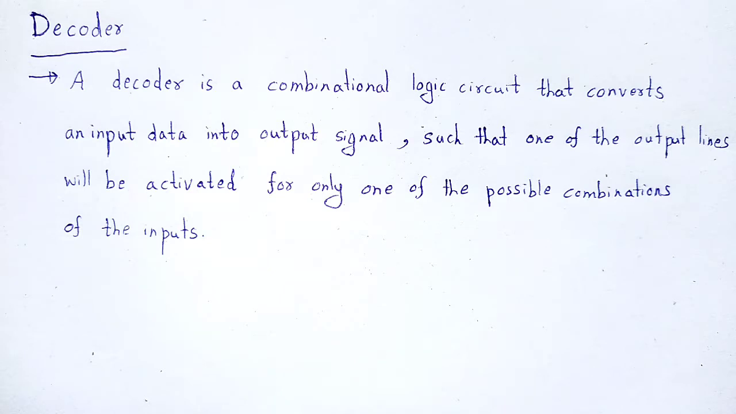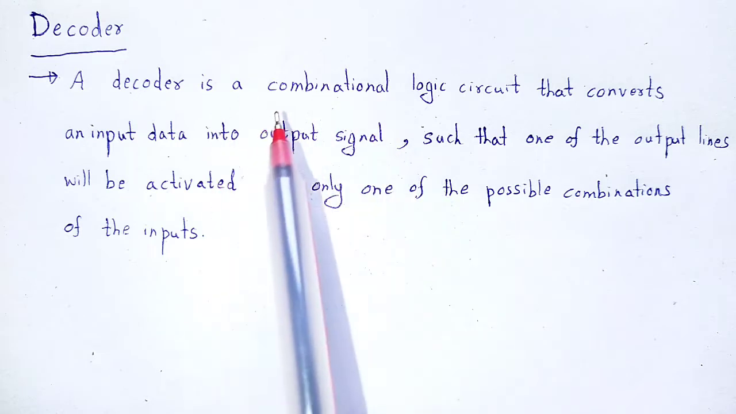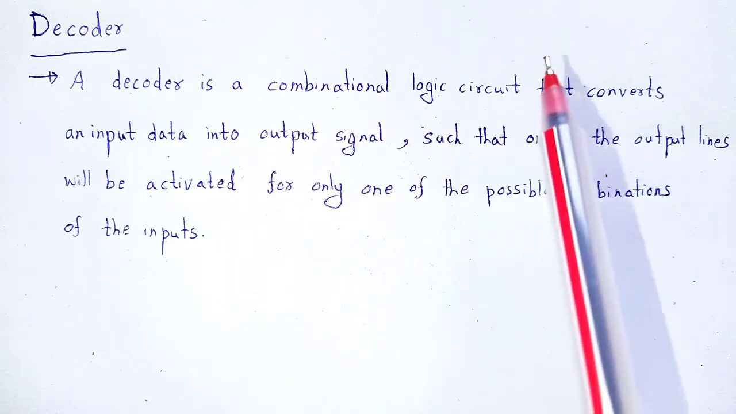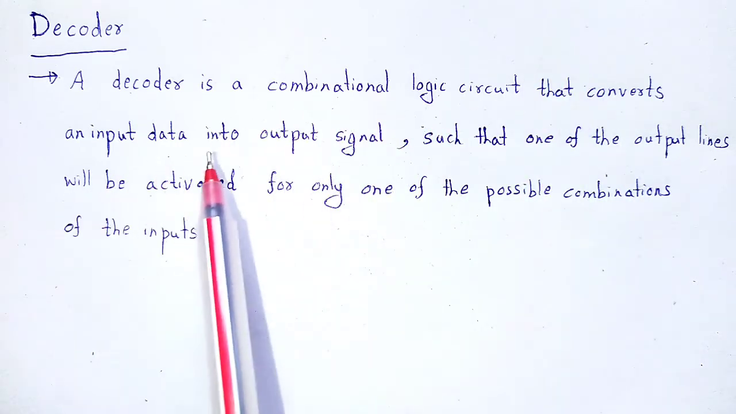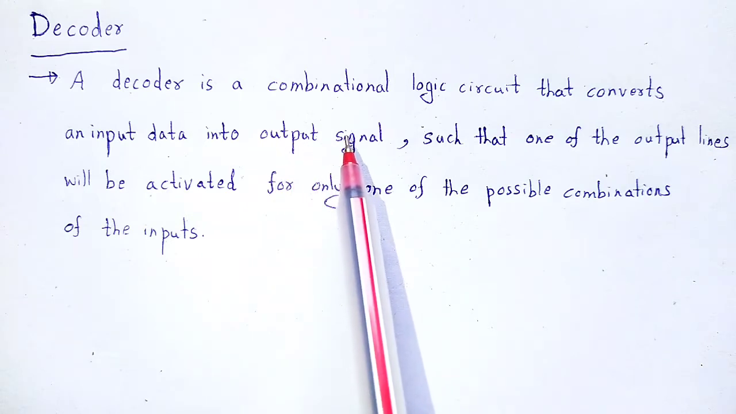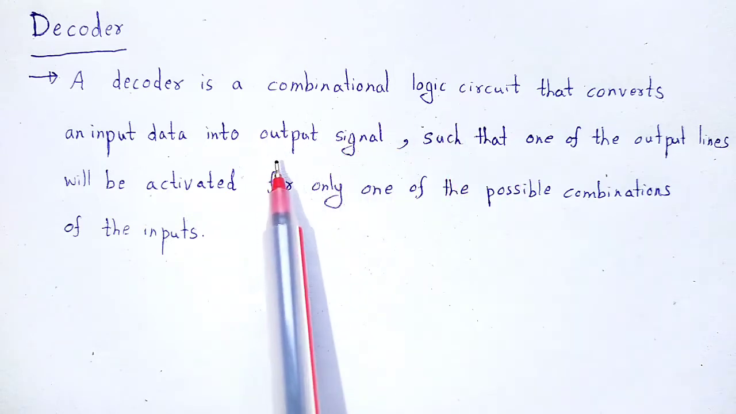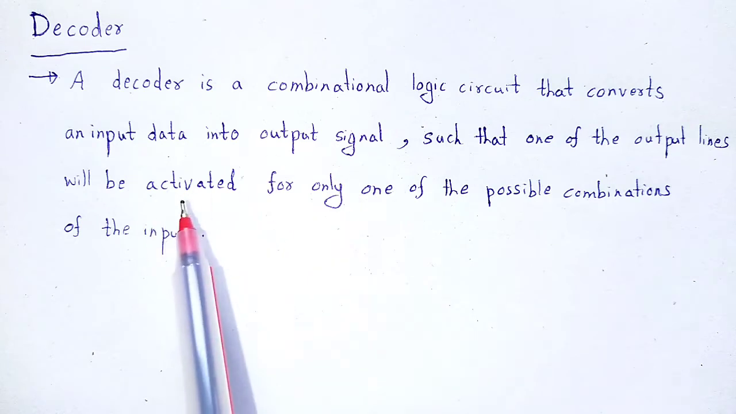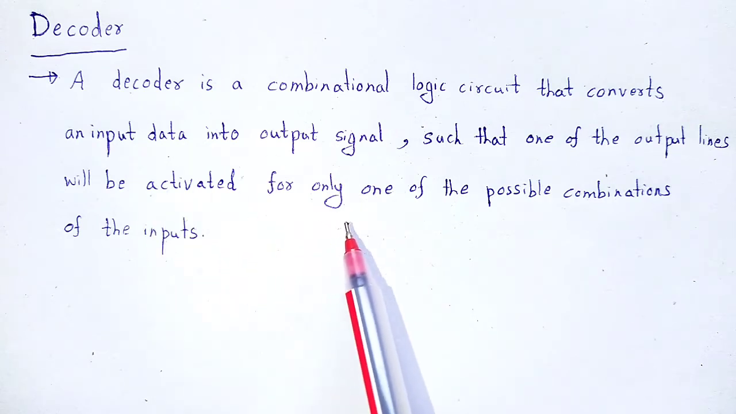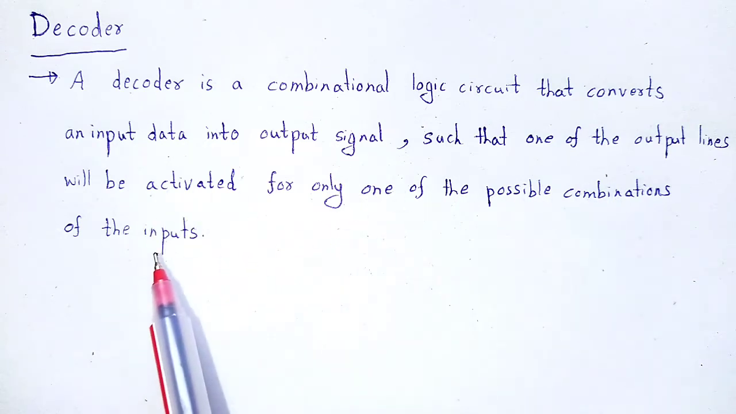In this video, we are going to discuss decoder. Let's begin. What is decoder? Decoder is a kind of data processing logic circuit, that is a combinational logic circuit that converts an input data into output signal, such that one of that output lines will be activated for only one of the possible combinations of the inputs.